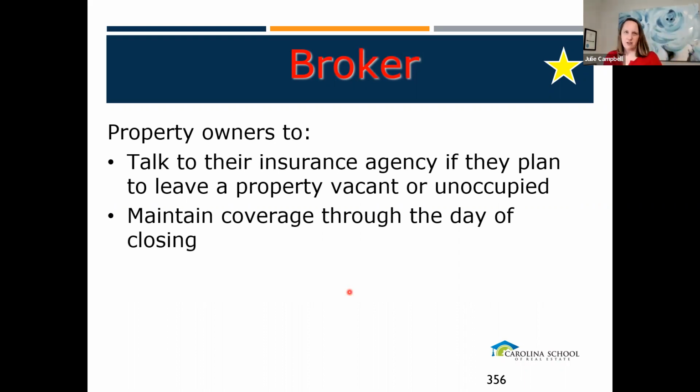You guys hear about this on the news every once in a while, right? Somebody breaks in and takes the copper wiring or something. The insurance company can easily say, look, if you were living there, it may not have happened. Why didn't you tell us? We're not going to cover that. And then again, we need to have the conversation with the seller to maintain coverage until it closes, until that deed changes hands.